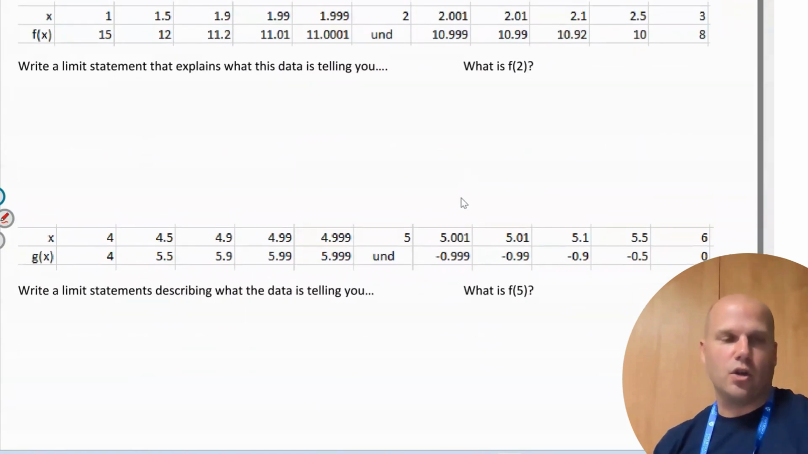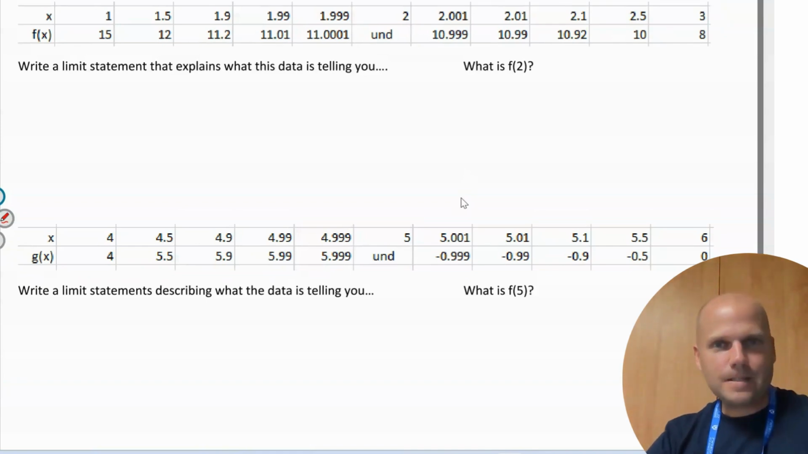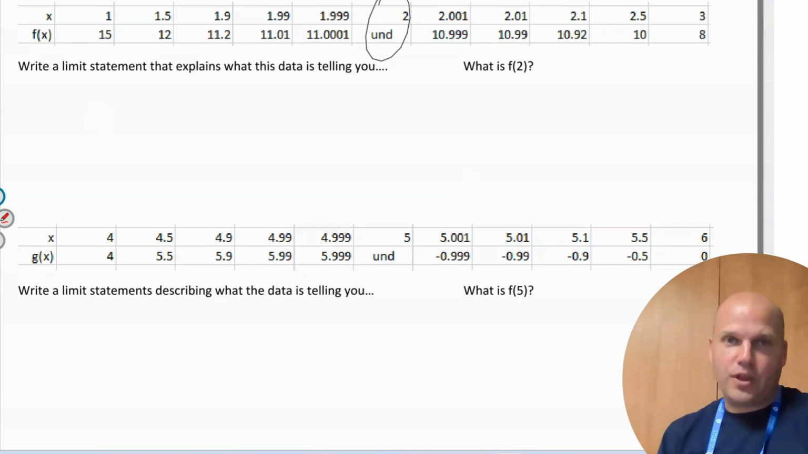This is very much a good question where you have to practice understanding a table of values, and that table of values produces a limit statement that you need to write. Well, I'll start with f of 2. What's going on right at 2? F of 2 is undefined.